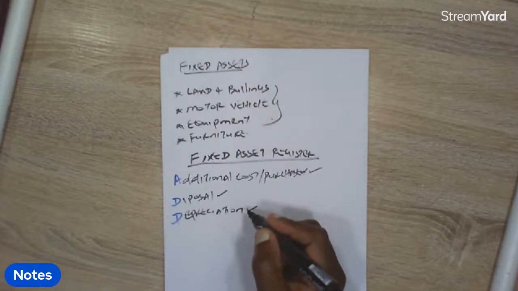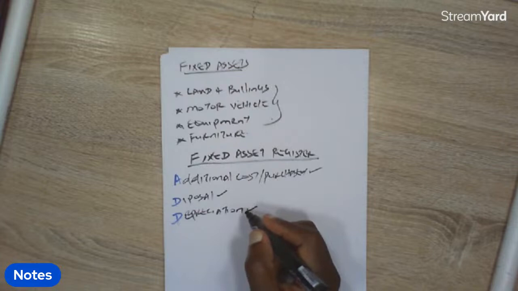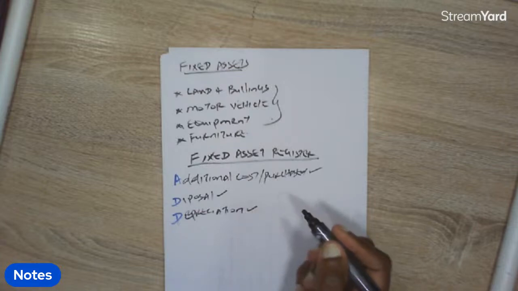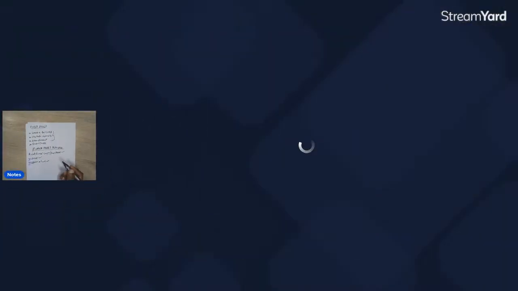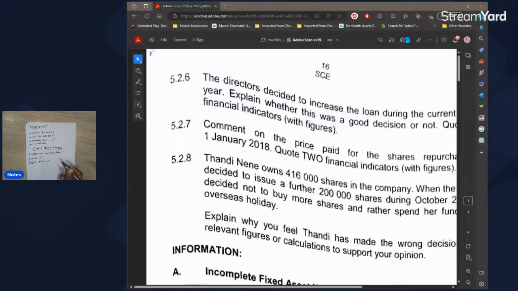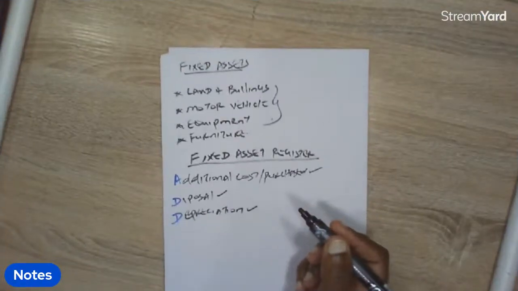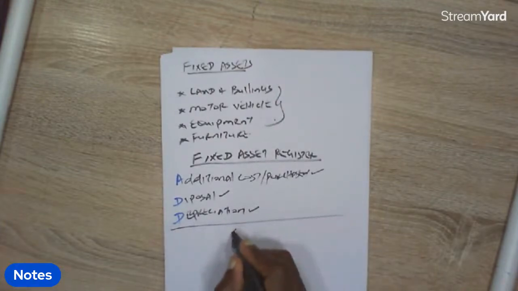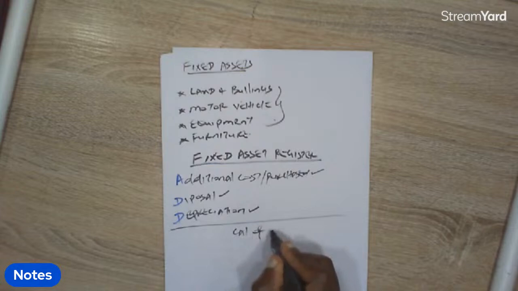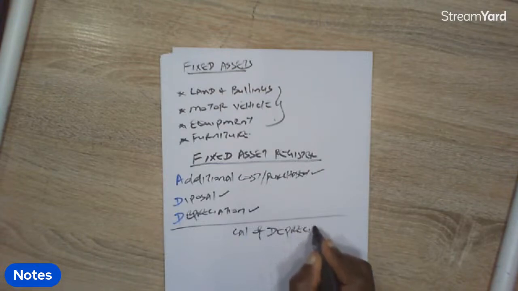So there are different methods that you may use to calculate depreciation on a fixed asset. There's the straight line method, which we call the cost method, or the fixed instalment method. And then there's also the diminishing method. So, calculation of depreciation.